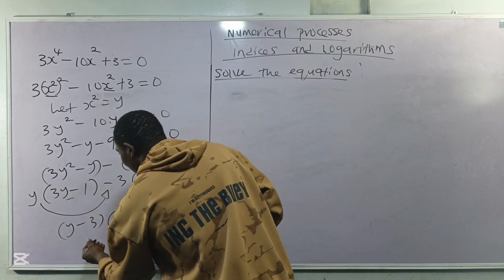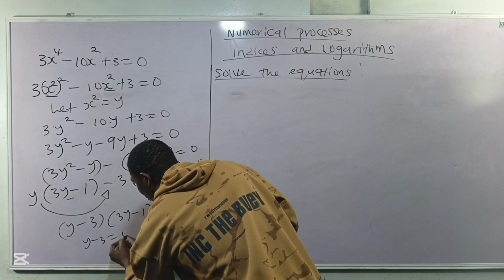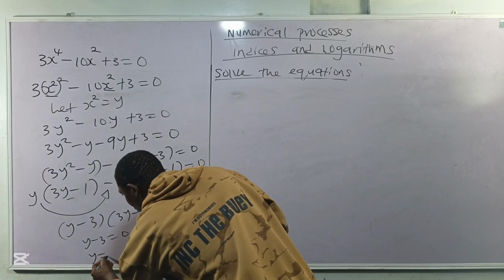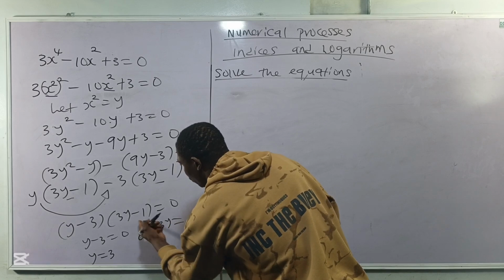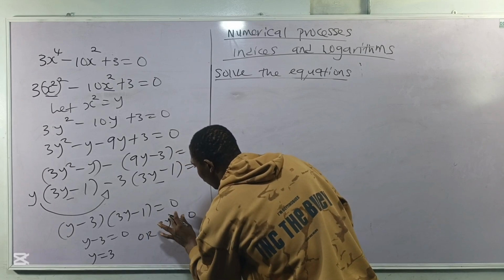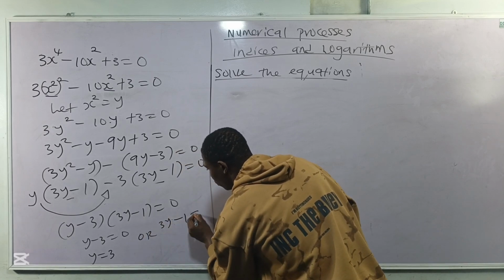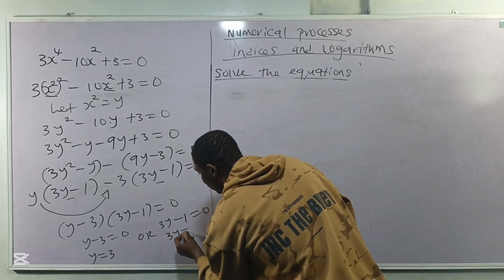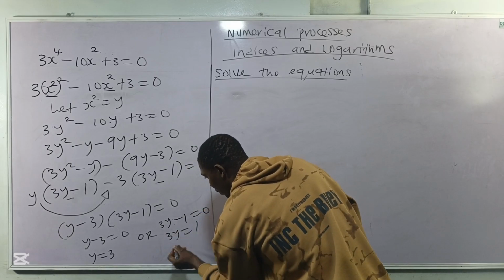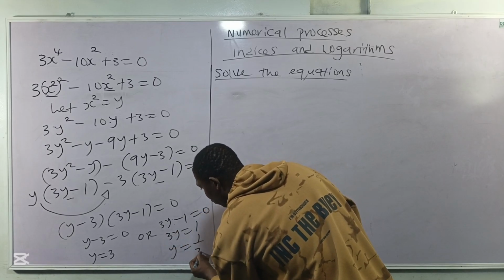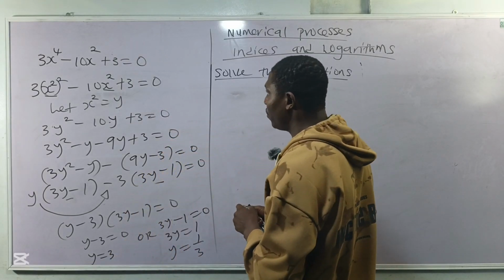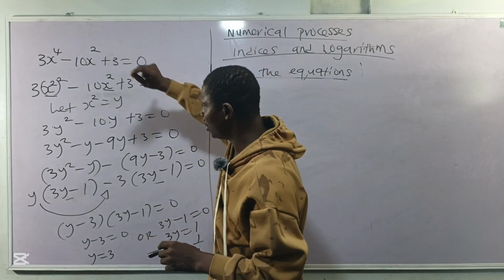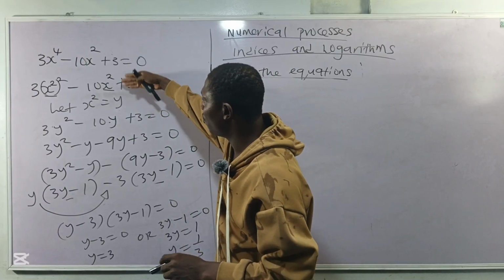So you see, y minus 3 will be equal to 0, and y will be equal to positive 3. Or 3y minus 1 will be equal to 0, and 3y will be equal to positive 1, 0 plus 1 is 1. And y will be equal to 1 over 3. So we have y as 3 and y as 1 over 3. There's no y in the original equation. We only put y for ease.